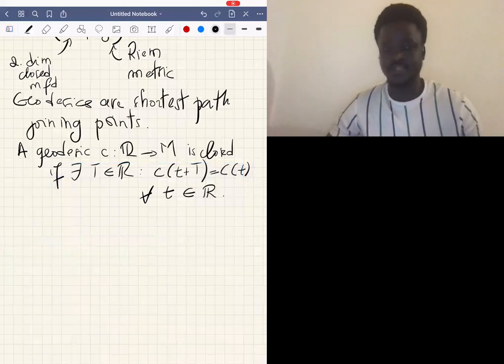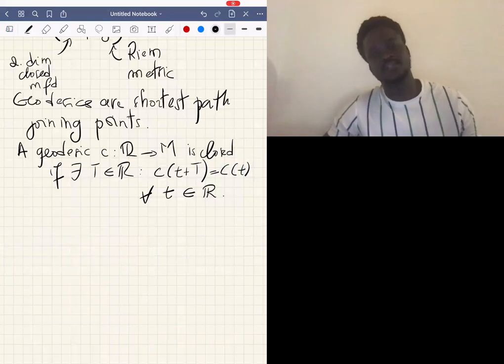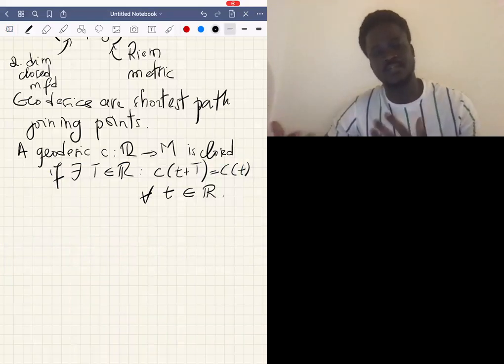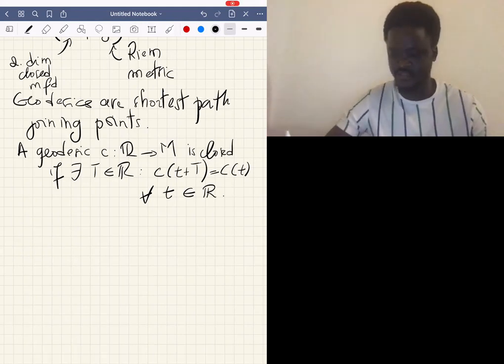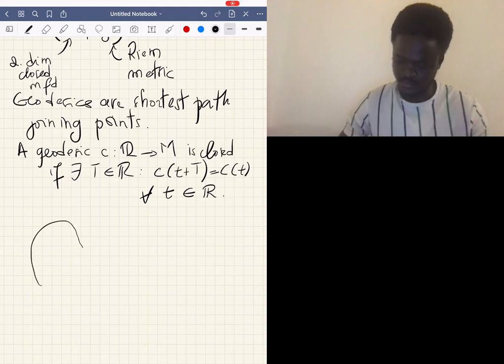So here, I would be interested in counting closed geodesics, and I'm interested in doing this counting in the setting of no conjugate points, which is quite general, more general than negative curvature, more general than non-positive curvature. But to count these closed geodesics, there is a problem that we are facing. For instance, if you look at this picture.